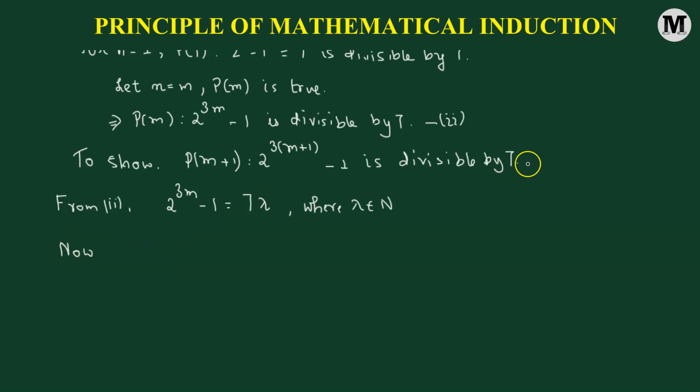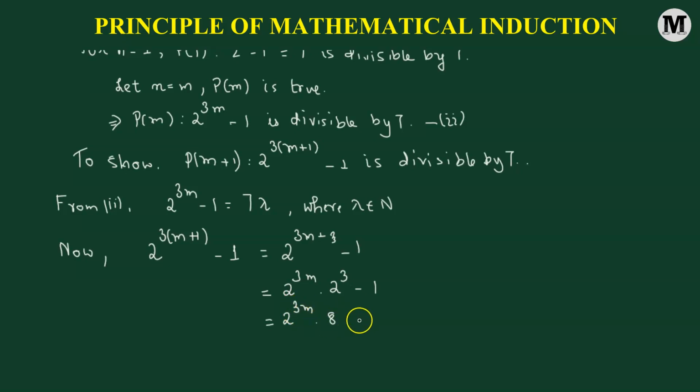Okay, now let's go back to statement number 3. This is what we need to show. So now, 2 raised to the power of 3 times m plus 1, minus 1. We need to show that this particular statement is divisible by 7. First, we're going to simplify this. That's going to give us 2 raised to the power of 3m added to 3, minus 1. So we have 2 raised to the power of 3m multiplied by 2 raised to the power of 3, minus 1. This can also be expressed as 2 raised to the power of 3m times 8 minus 1.